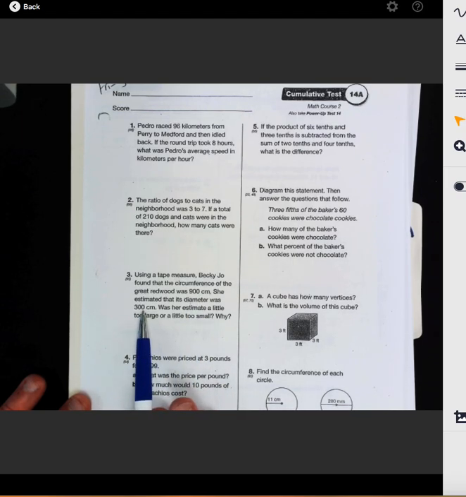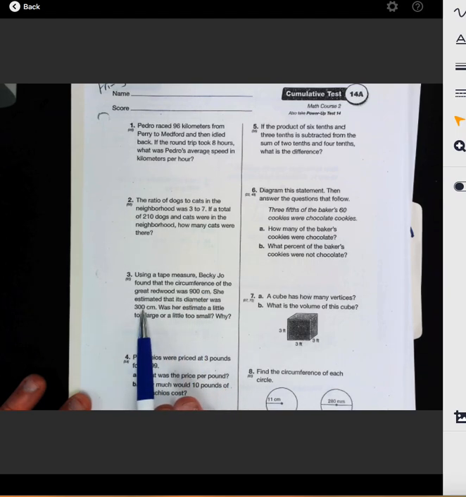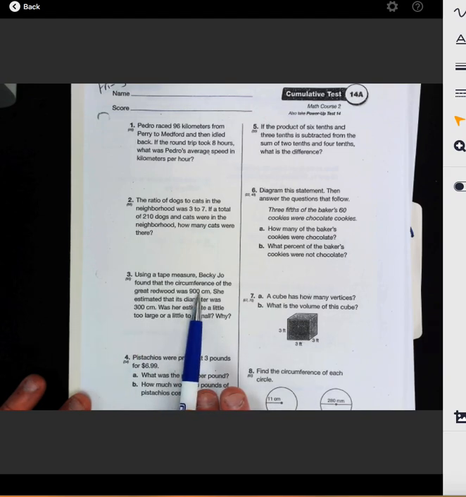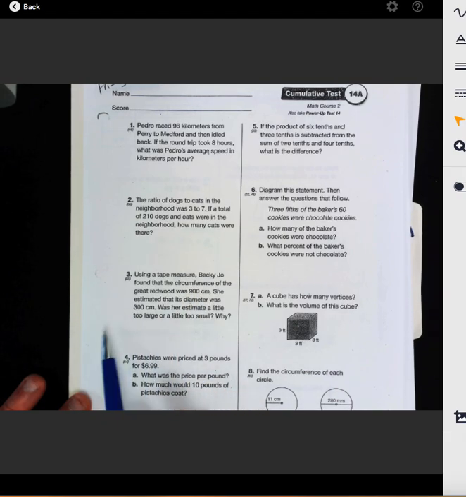If I'm going to try to figure out the diameter from the circumference, I divide by pi. Pi is 3.14. So if I take 900 and divide it by 3.14, would my answer be more than 300 or less than 300? Let's say the answer was 315 when I did the division. Then her estimate was a little too small because she said 300. If I divided 900 by 3.14 and got 250, then her estimate was a little too large.